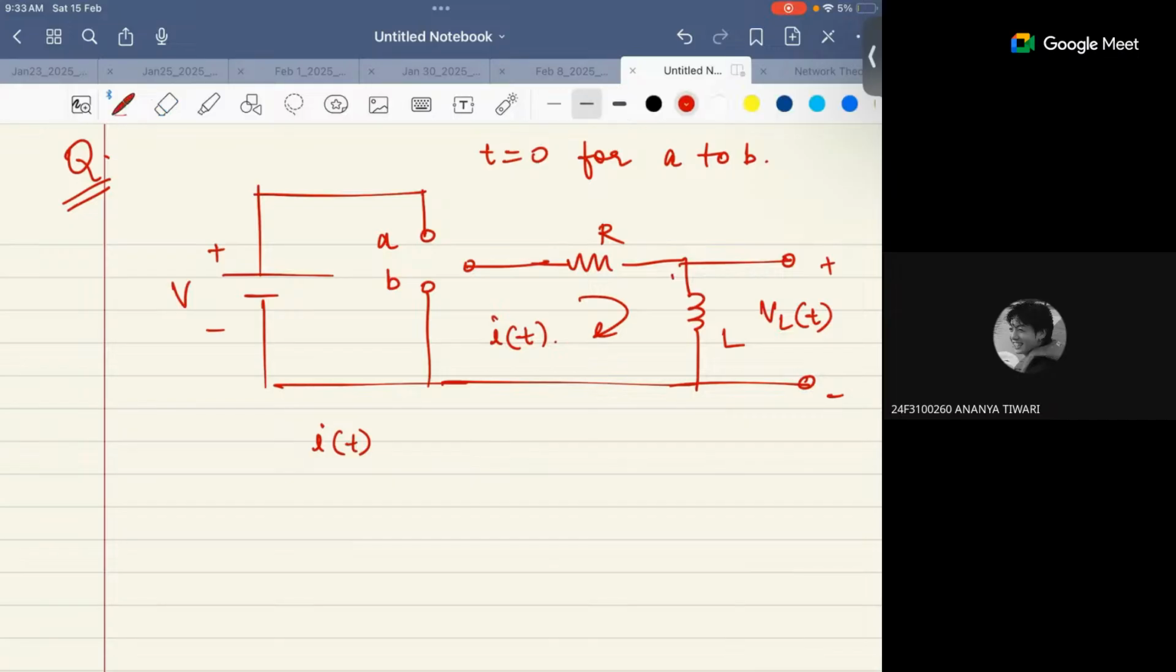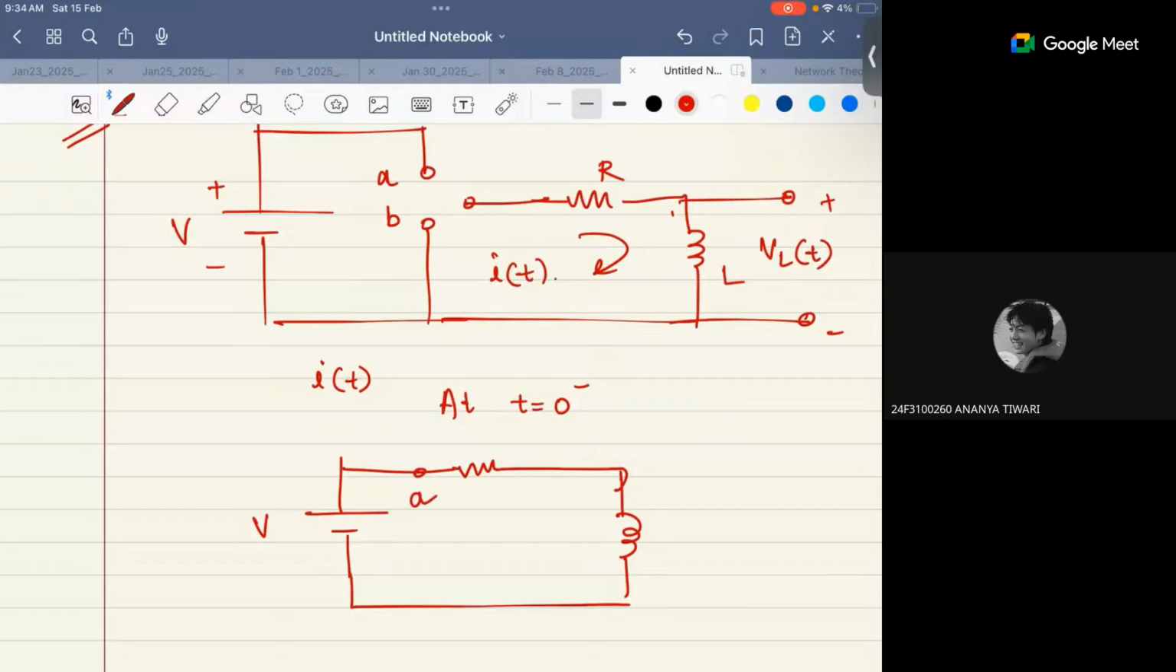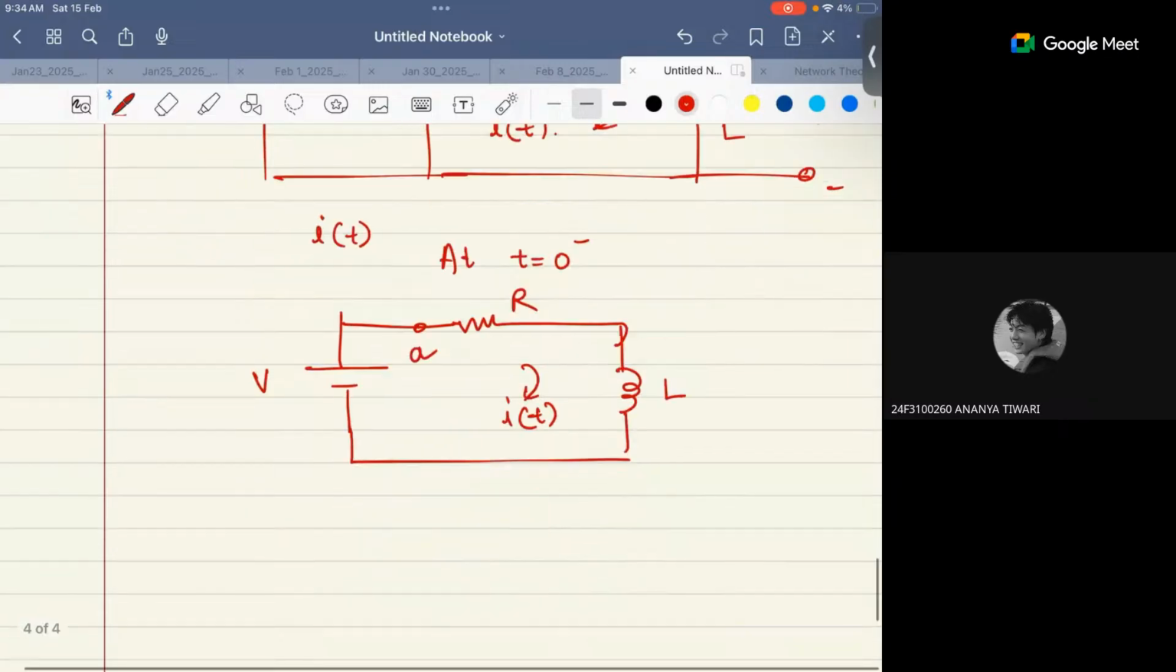So at t equals 0 minus, what is the circuit? How will you represent the circuit? The circuit will be something like that, right? There will be some current, right? And the current I at 0 minus will be V upon R plus L. Correct?